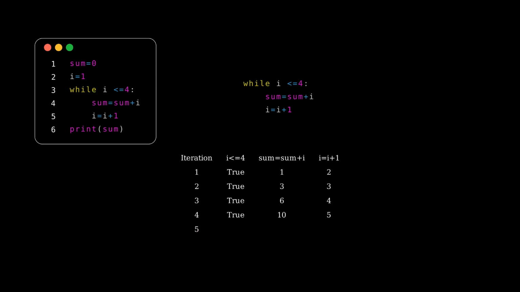So in the fifth iteration, it would be checked whether 5 is less than or equal to 4. It is false. So now control will not enter inside the while loop and control will jump to line number 6 and it is print sum. So the final value of sum will get printed, which is 10.